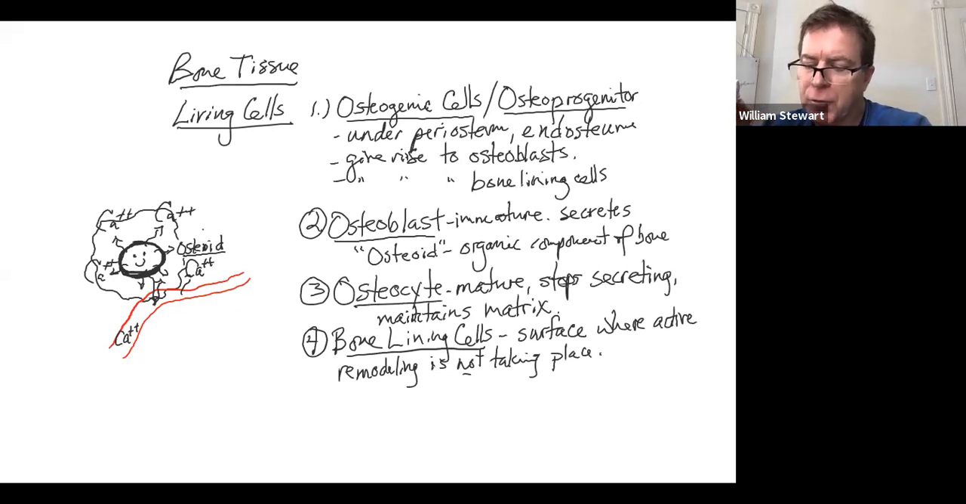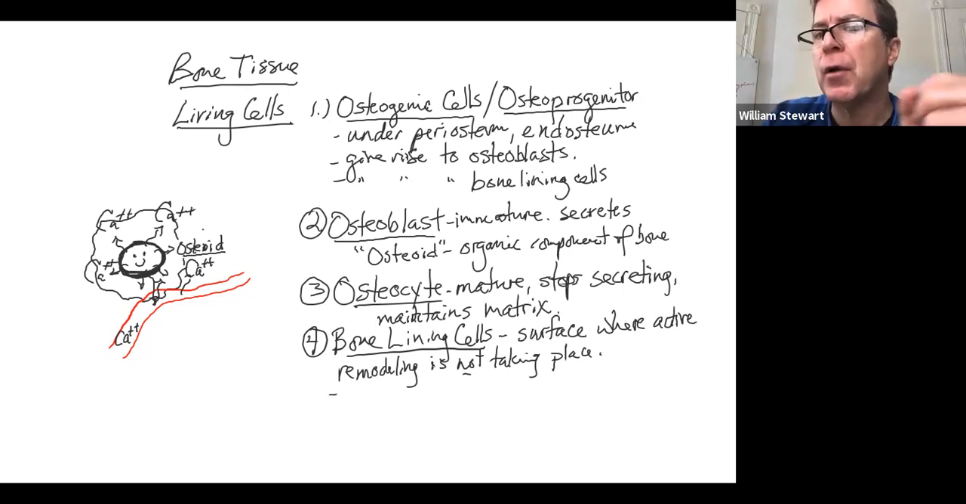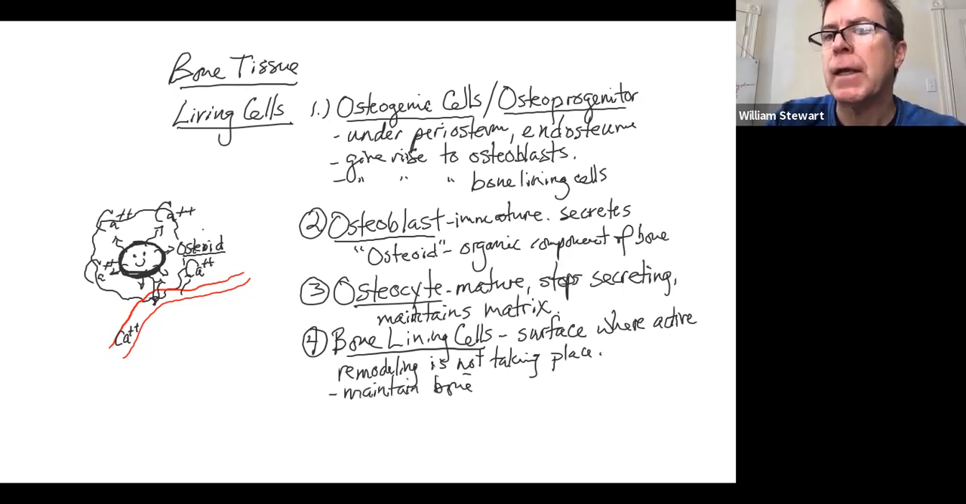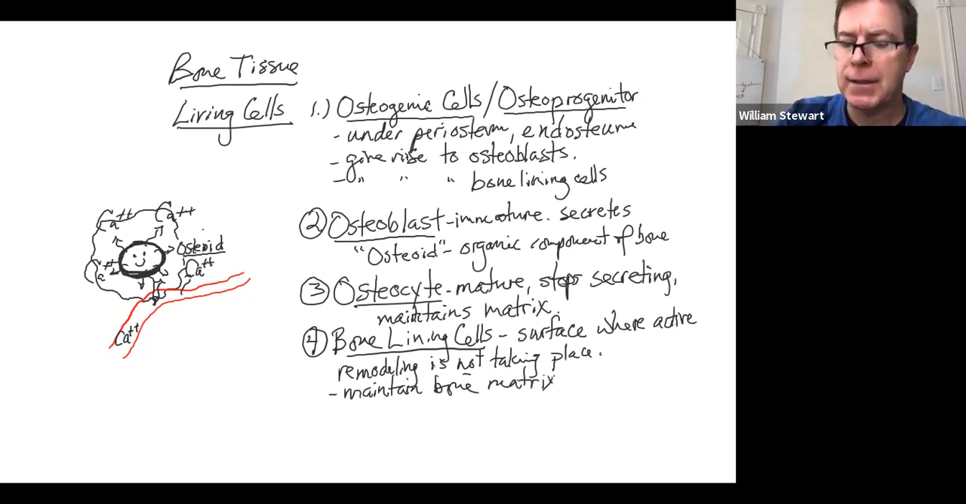These are also called periosteal cells and endosteal cells because we also find them under the periosteum and the endosteum. They help maintain matrix. They don't necessarily make new bone or remove old bone. They maintain bone matrix in conjunction with those osteocytes.